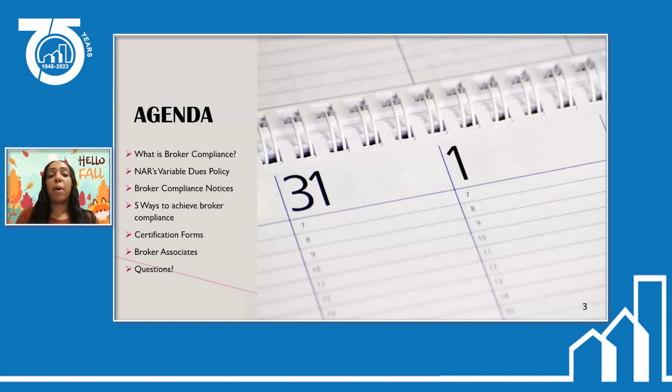Today, we're going to be talking about broker compliance. This is the agenda for today. We're going to go over just briefly about the NAR's variable dues policy, broker compliance notices, how you can achieve broker compliance. We're going to go over the certification forms and just a quick little intro on broker associates, and then we'll leave room for questions.